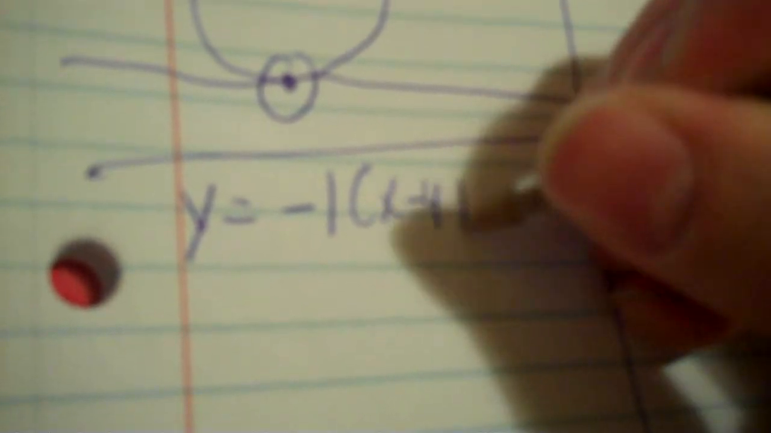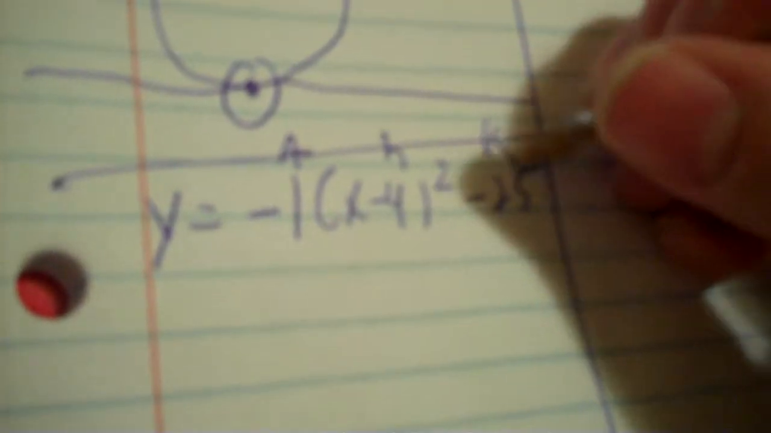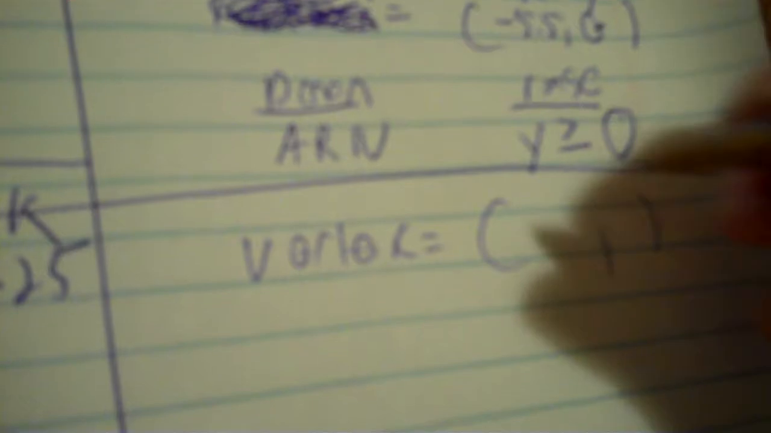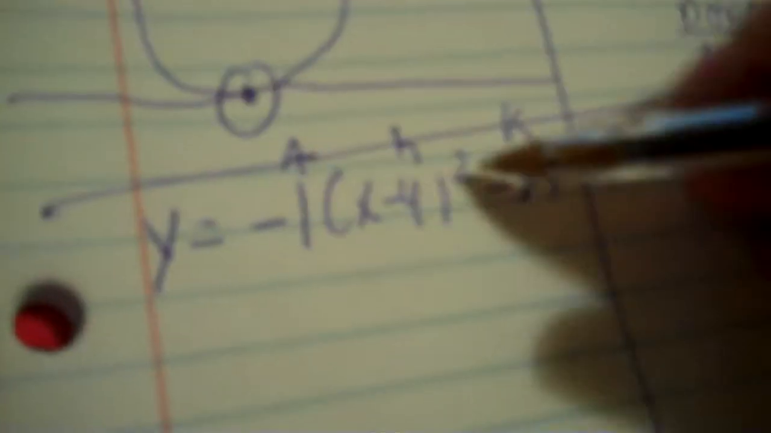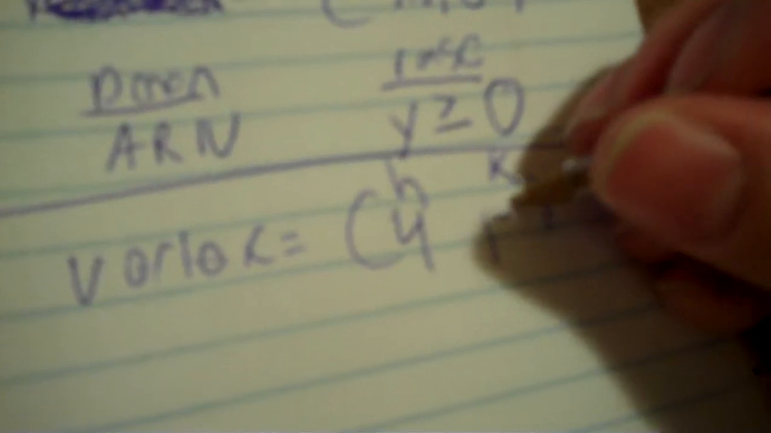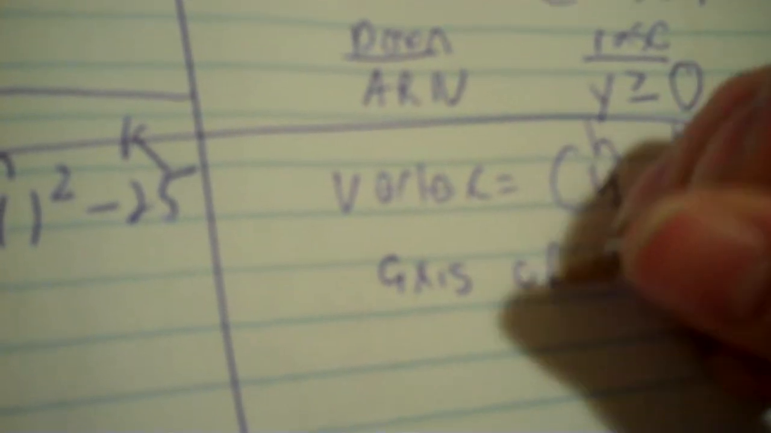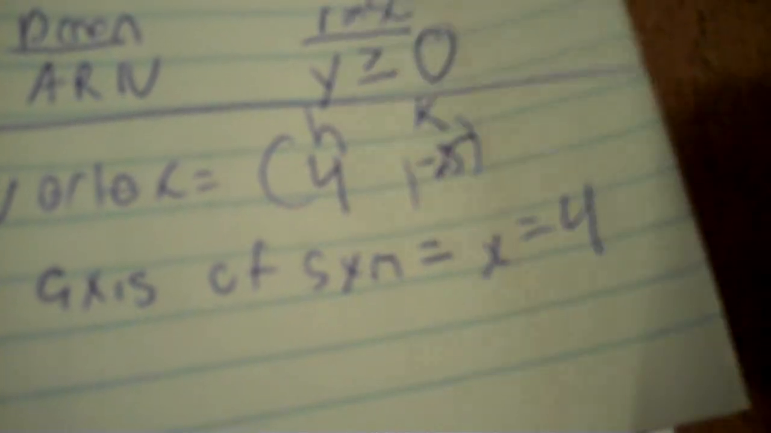Okay, next one. y equals negative, I'm going to put a 1 there, slap a 1 there, (x minus 4) to the second minus 25. So I have an a, I have an h, and I have a k. Okay, h, opposite of minus 4 is 4. k is negative 25. The axis of symmetry. Okay. It's just x equals the h, 4. Okay.